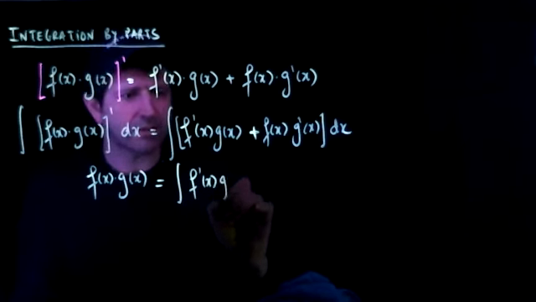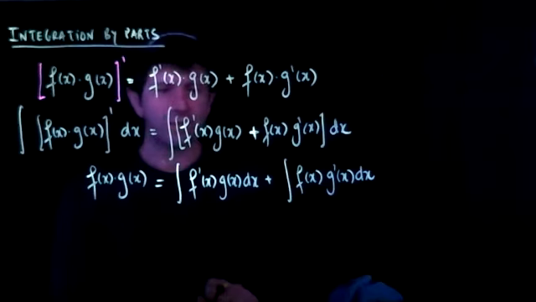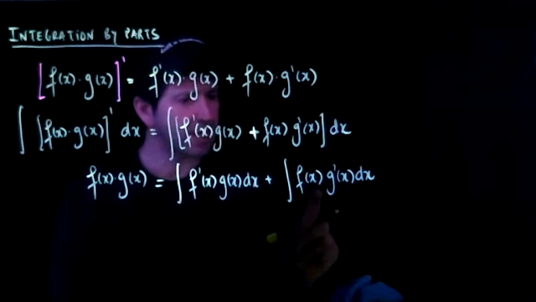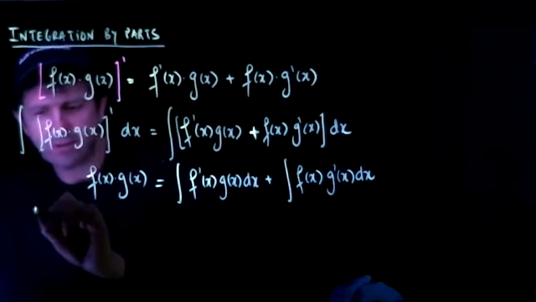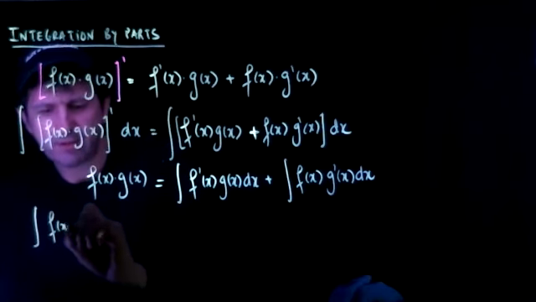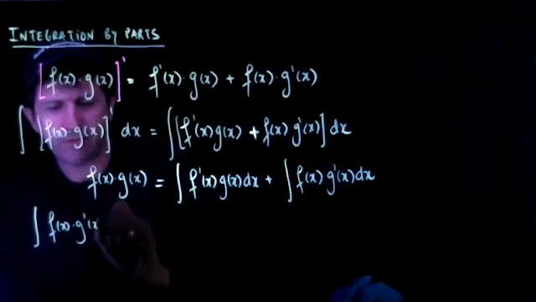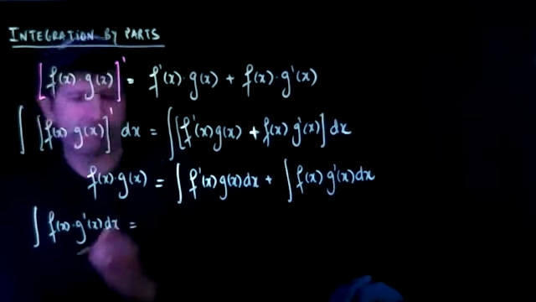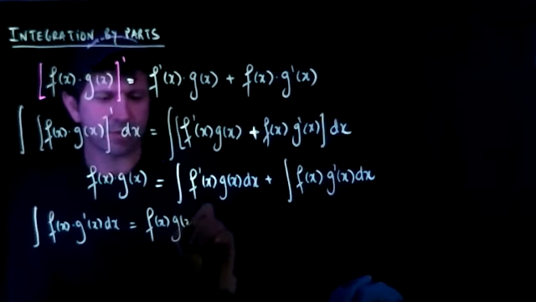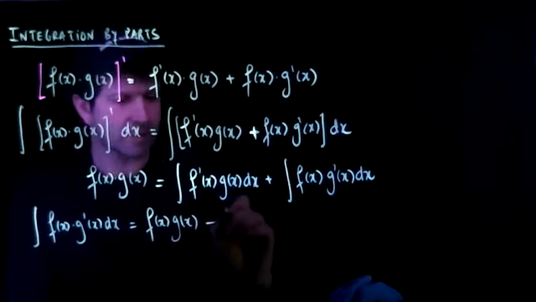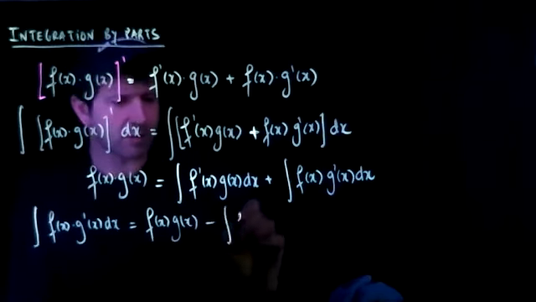Okay, so what I'm going to do now is isolate this term here. So the antiderivative of f of x times g prime of x dx is equal to f of x times g of x minus this one, the integral of f prime of x g of x.